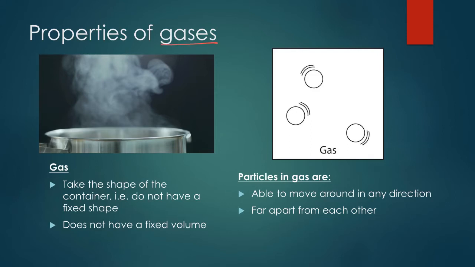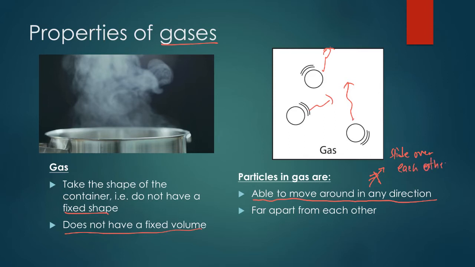The next one, gas. We know that gas does not have a fixed shape and at the same time does not have a fixed volume. The reason is very simple: the gas particles are able to move around in any direction, which means they can move in many different directions. This is not equal to sliding over each other. I would say moving around in any direction is more free compared to sliding over each other.